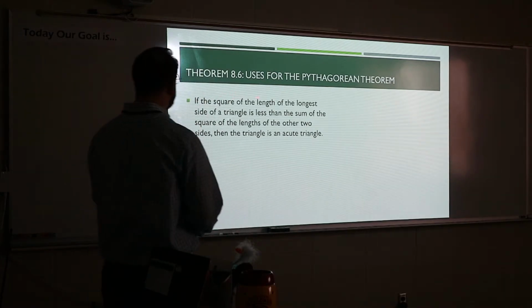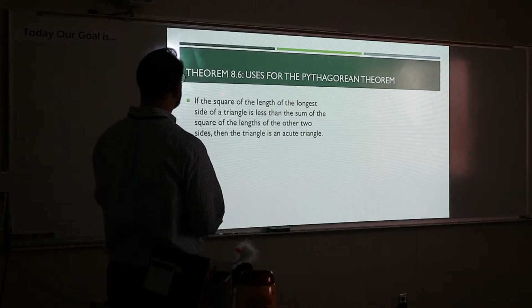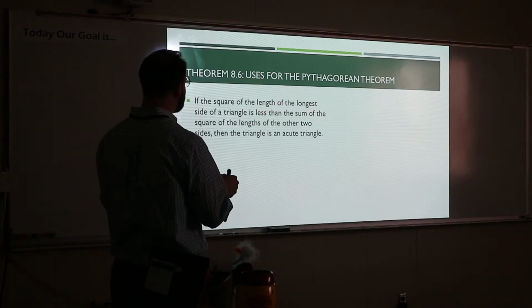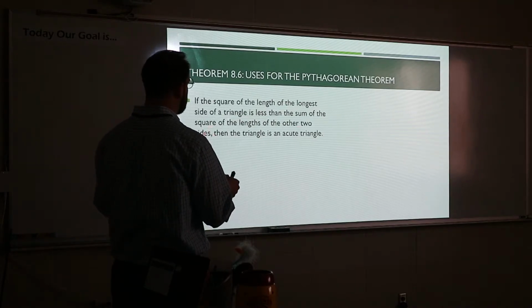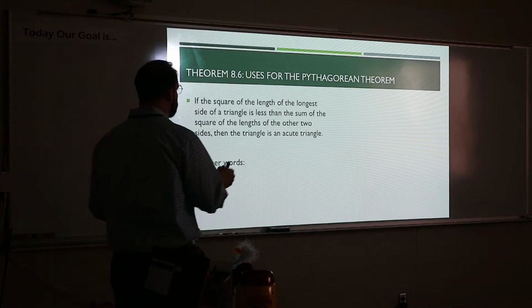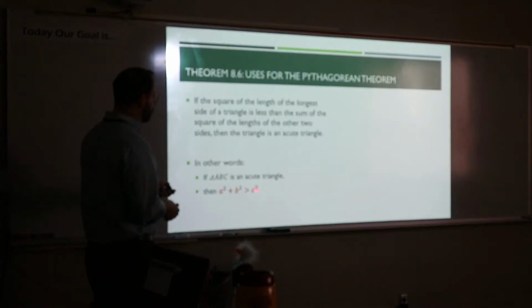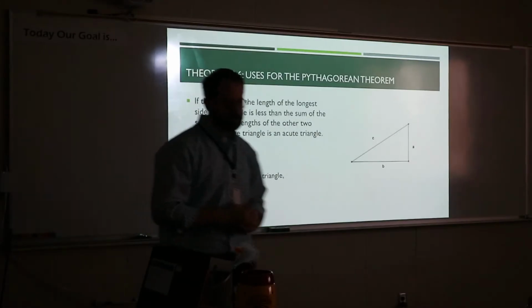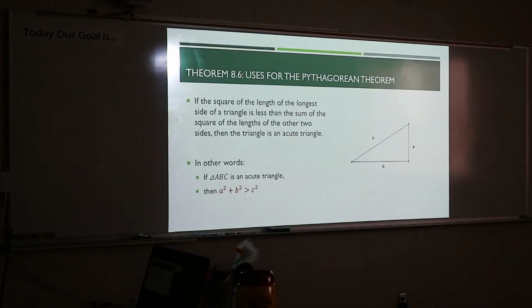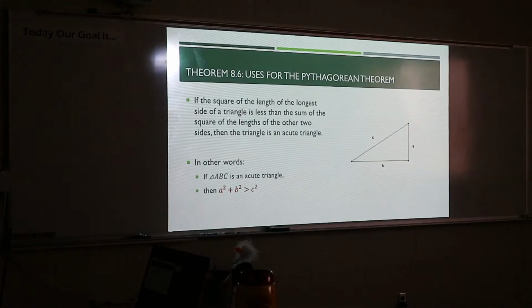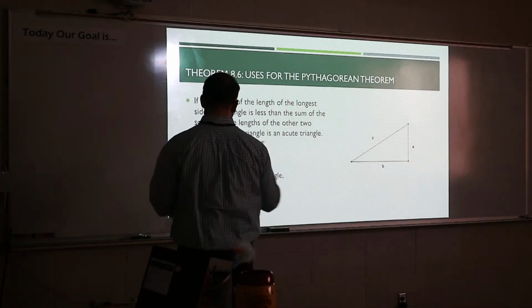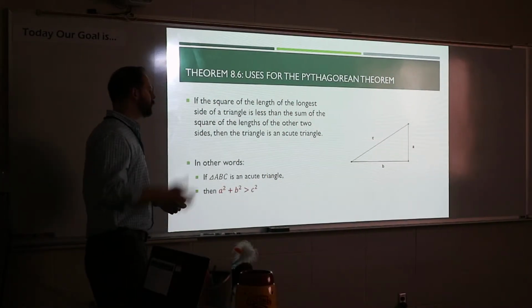So you square the length of the longest side, and somehow that turns out to be smaller than the sum of the other two sides when you square those. Then what you have is an acute triangle. So in other words, the hypotenuse, when you squared it, turned out to be smaller than the other two added together. I'll give you your triangle here. Now again, I'm just using the same picture over and over, but I'll give you an example here in a second. So again, the hypotenuse, when you square it, turns out to be less than the other two.